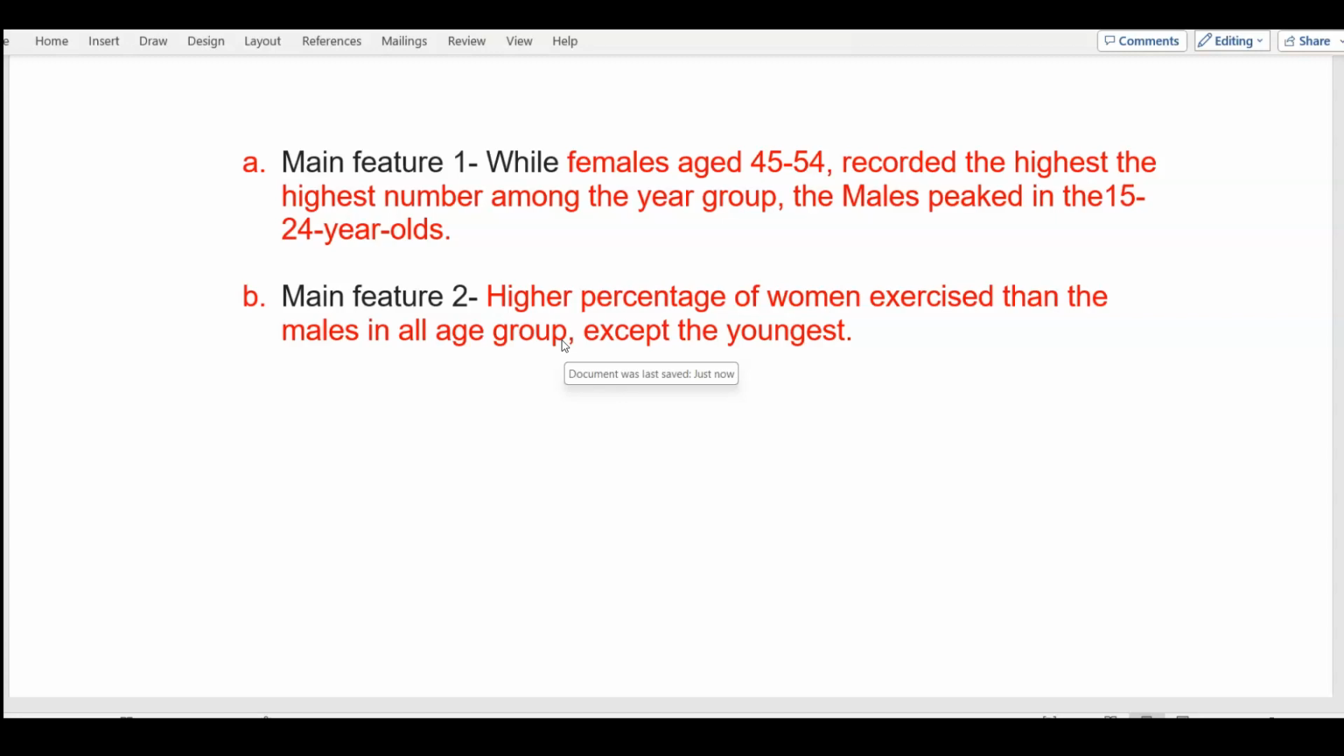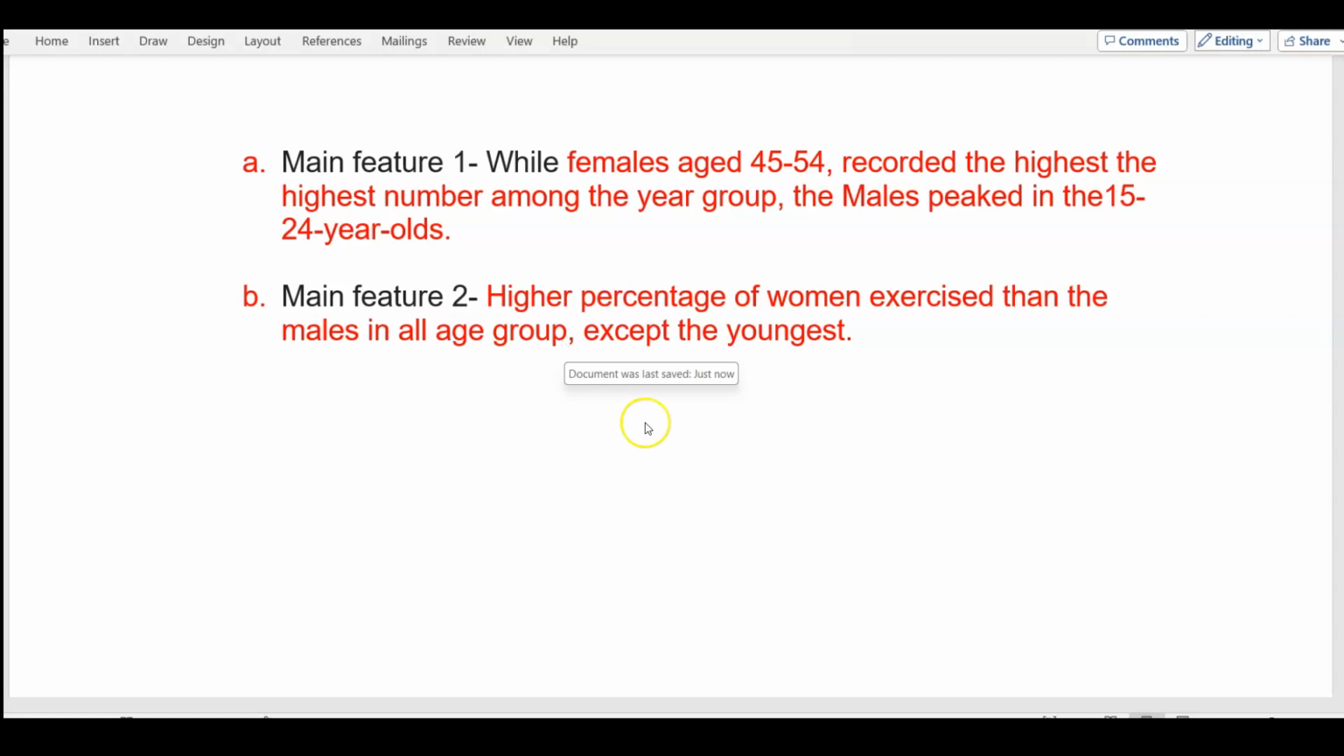Now, our second main feature is that a higher percentage of women exercise than males in all the age groups except the youngest, that is 15 to 24. Except those that were young, a higher percentage of women actually exercise more than the men. These two features we can use to write our overview and also our main details. You can see that the main features cover all the variables. It covers the females and also touches on the males. So you can use it to summarize the features in your overview and also explain in more detail when you are writing the detailed paragraphs.